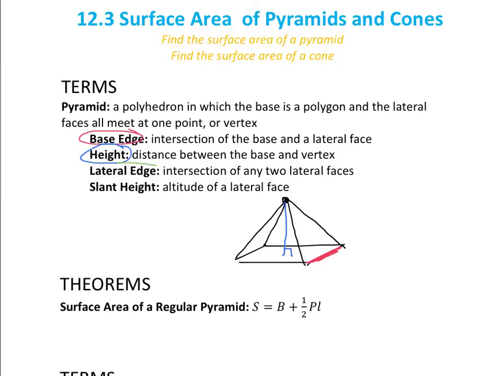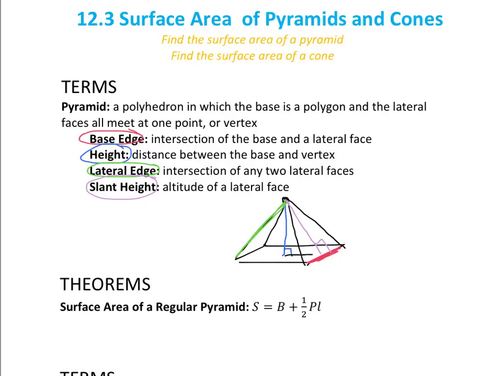The next one is a lateral edge. A lateral edge is the intersection of any two lateral faces. So for example, this right here is a lateral edge. And lastly, the slant height. The slant height is the altitude of one of the lateral faces. So what it's going to do is cut this triangle in half, and it ends up being perpendicular right there. So as you can see, we can draw a whole bunch of right triangles out of this.